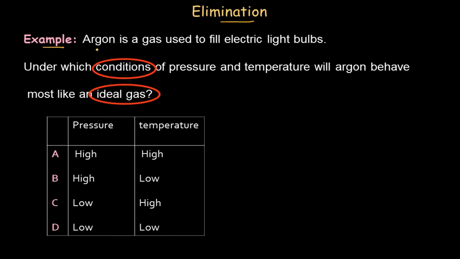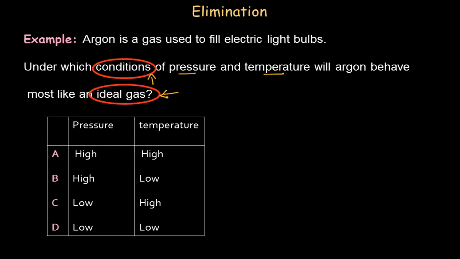This example says argon is a gas used to fill electric bulbs. Under which conditions of pressure and temperature will argon behave as an ideal gas? Now here are all our options given in a table, and looking at the keywords, that is conditions. What conditions? Of pressure and temperature. Pressure and temperature for behaving as an ideal gas.